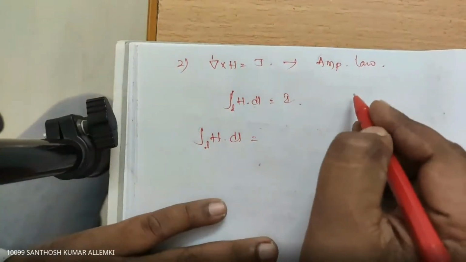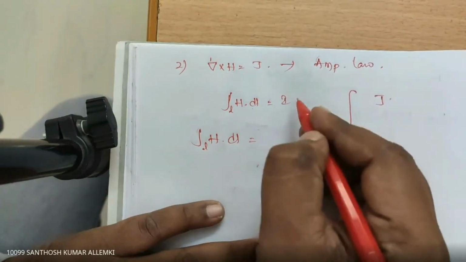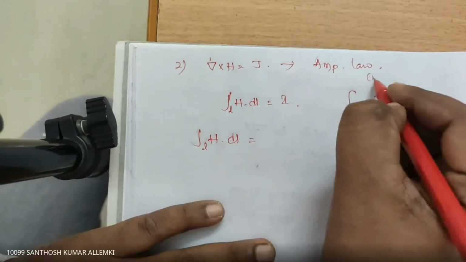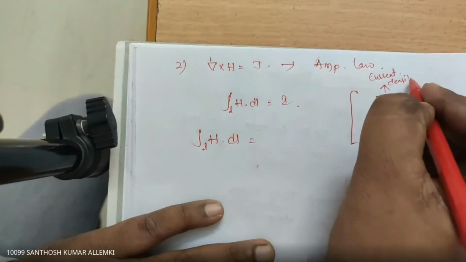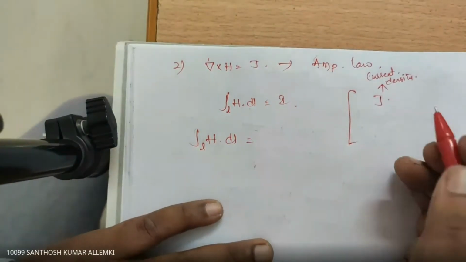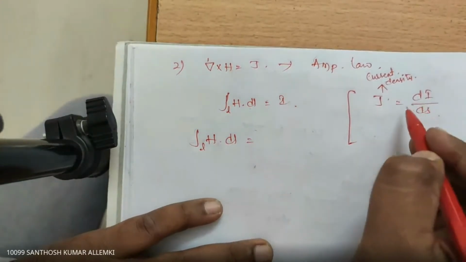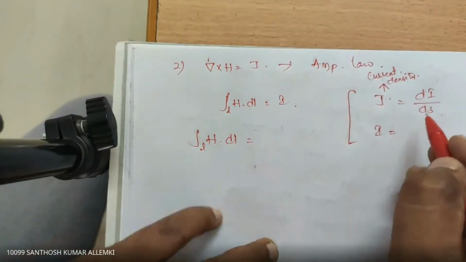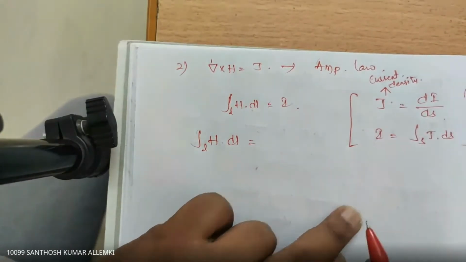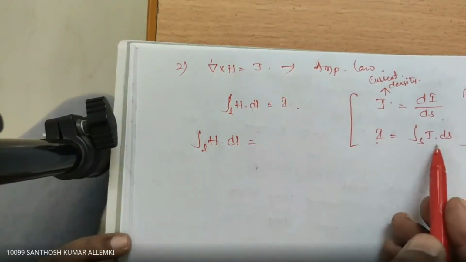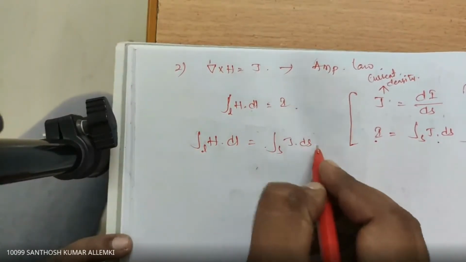Already in the first unit we discussed current density J. J is nothing but the current per unit surface, so J is equal to di by ds. From this, I can be represented as the surface integral of J dot ds. So now simply we can write the I value as the surface integral of J dot ds.